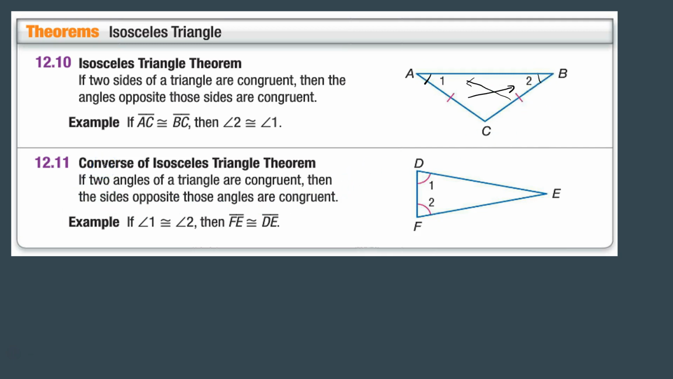Then we have the converse of the isosceles triangle theorem, which is just the flip version of this. Here we're saying if two angles of a triangle are congruent, then we know the sides opposite these angles must also be congruent. So we're looking at it from the perspective of the angles first. If angle 1 is congruent to angle 2, then side FE must be congruent to side DE over here. Angle 1 goes with side FE, and angle 2 goes with side DE.